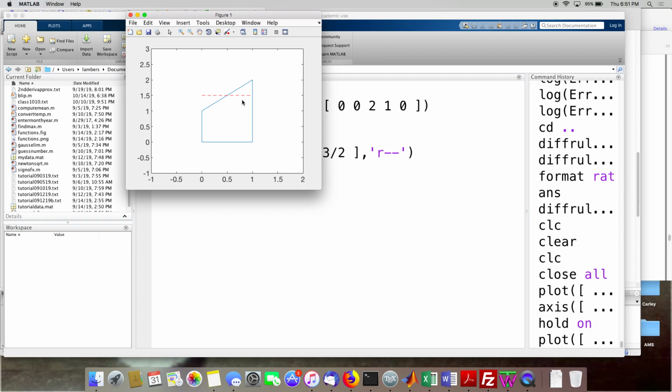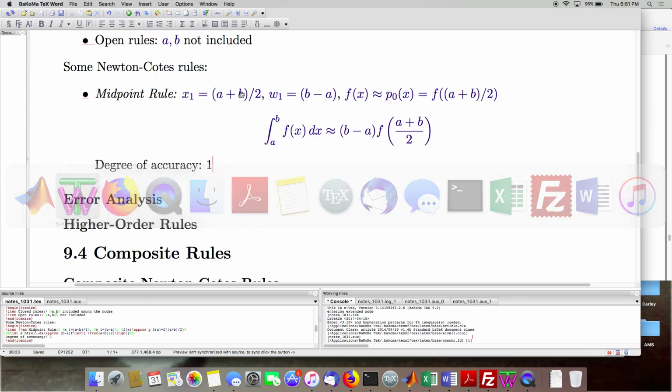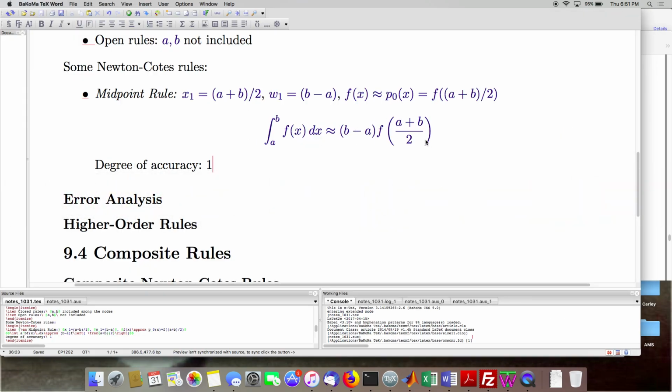That's why the area under this horizontal line is exactly equal to the area of this trapezoid. But once this function goes even one degree higher, like a quadratic, no dice. This is not going to be exact. And really, what do you expect from such a simple approximate integration scheme?